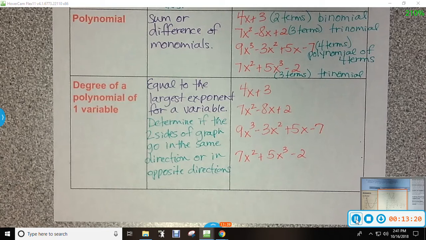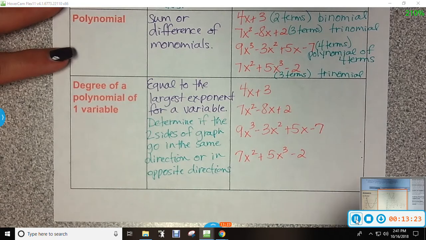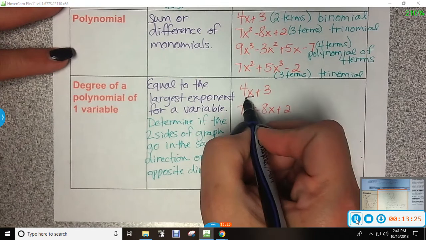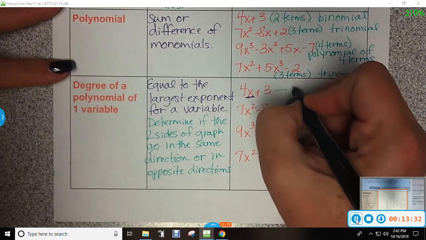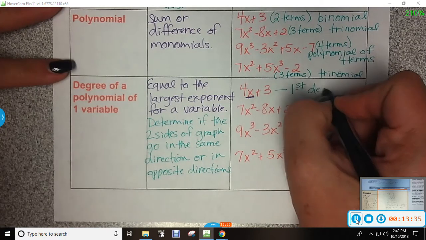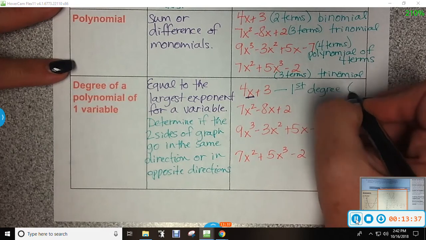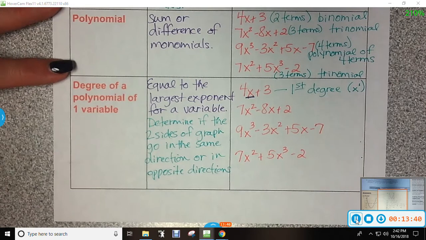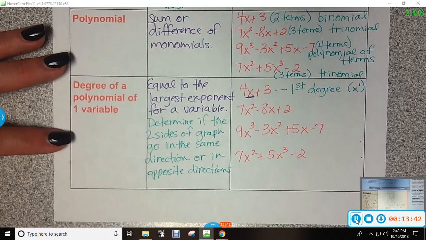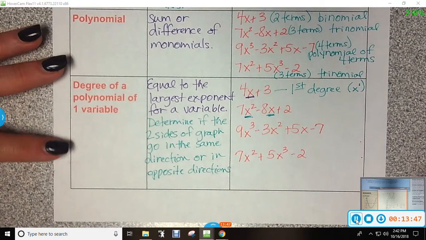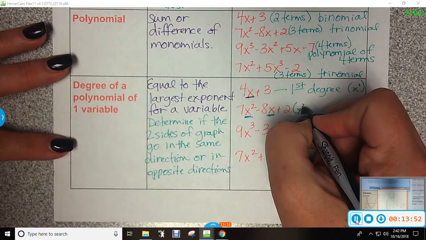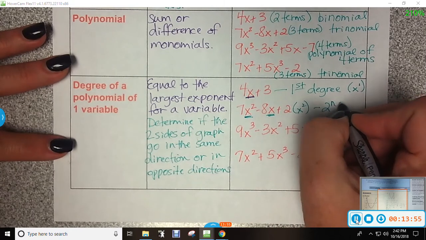Alright, so when we're looking at this problem, in the first one, this is the only x there is in that problem. And it is an x to the first, so this one is a first degree, because I'm just looking at that x to the first power. In the next example, I have an x squared and an x. Which one's the bigger exponent? X squared, so that is a second degree.